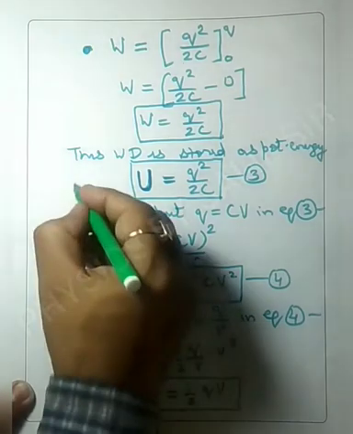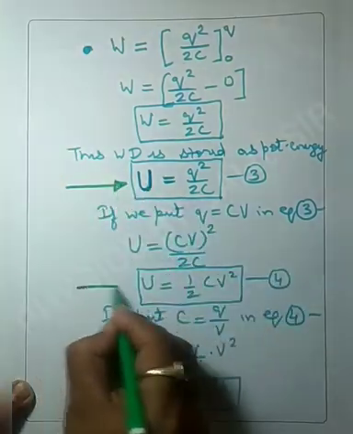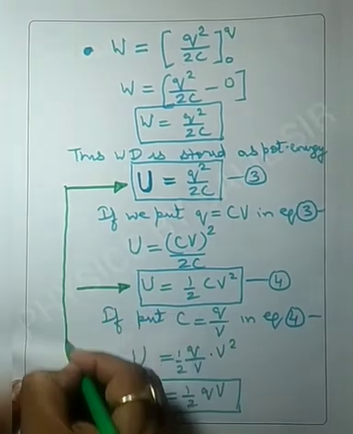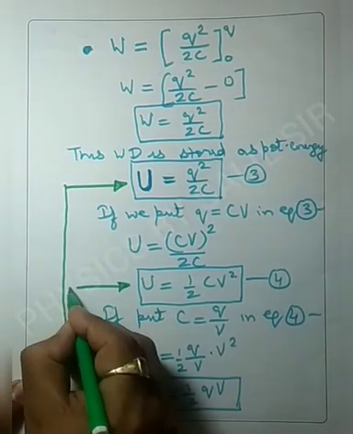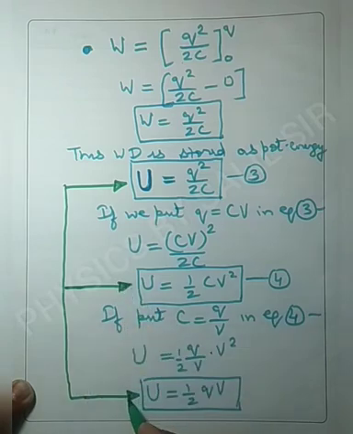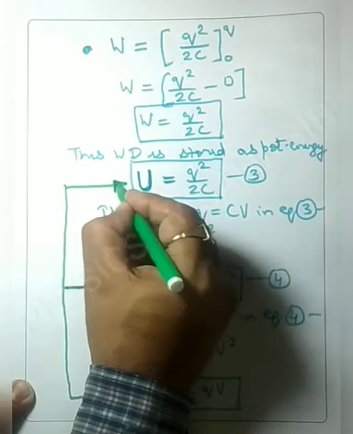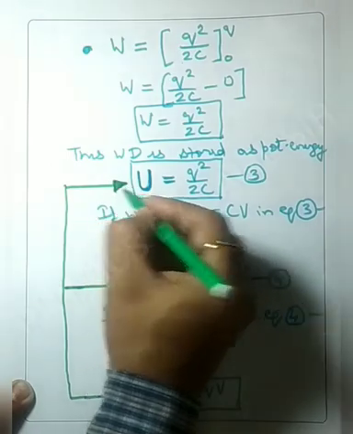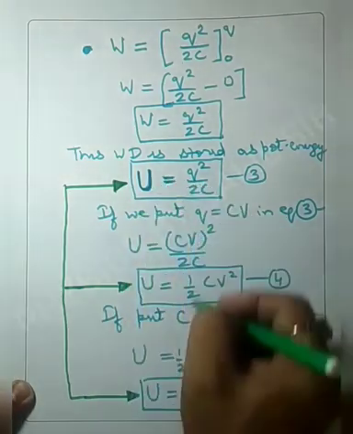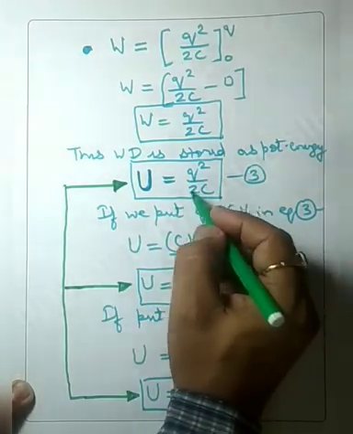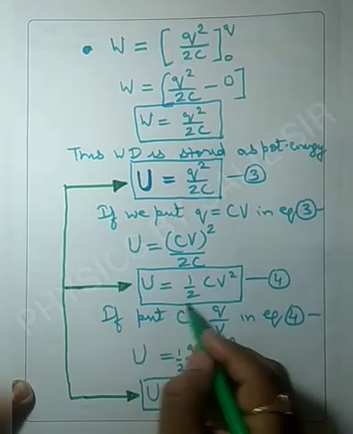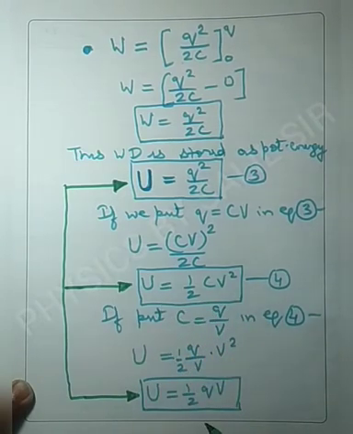In this way we have proved 3 formulas for the expression of the potential energy stored in the capacitor when a charge Q is given to the capacitor. You have to remember all these 3 formulas. First one is U is equal to Q square upon 2C. Second is U is equal to half CV square, and third is half QV.